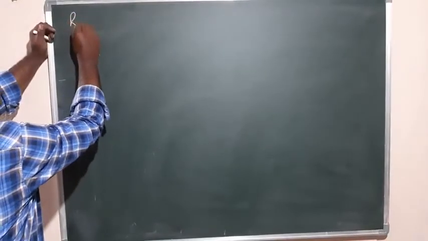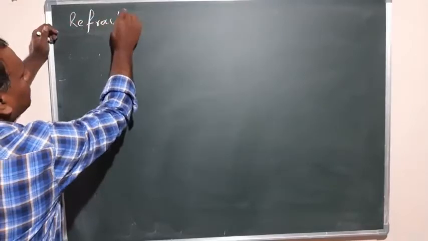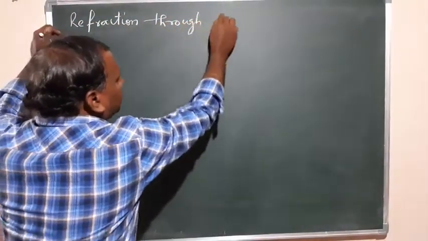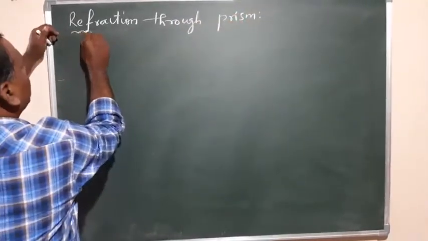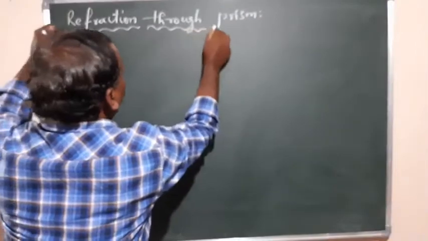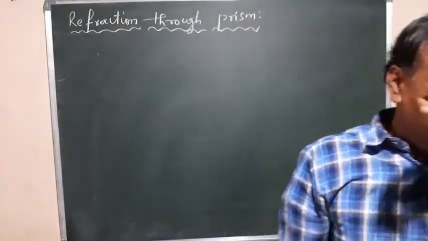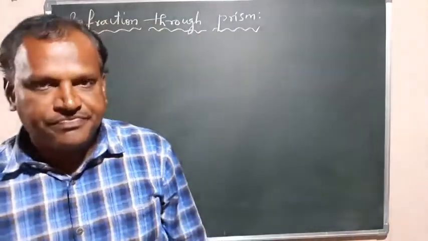So we'll see refraction through prism. So here, what refraction is observed with relation to the prism? First of all, what is a prism?